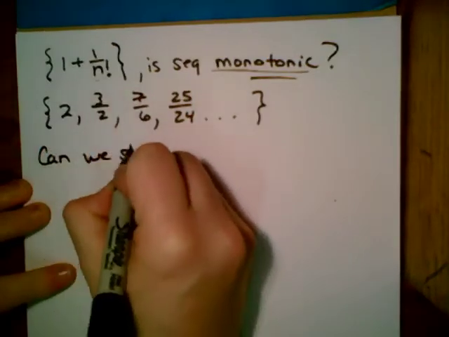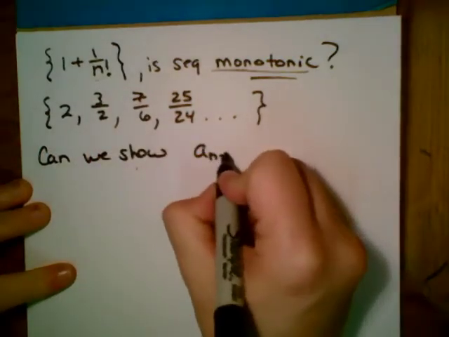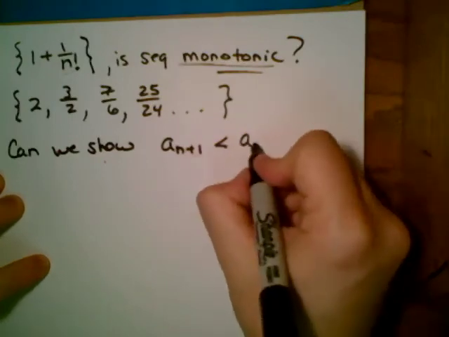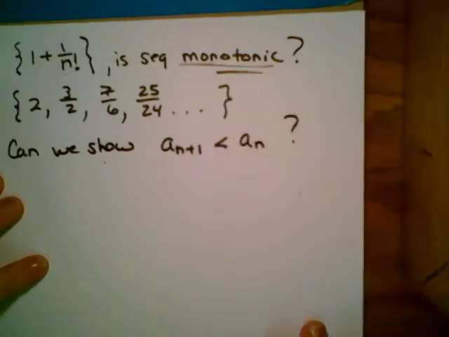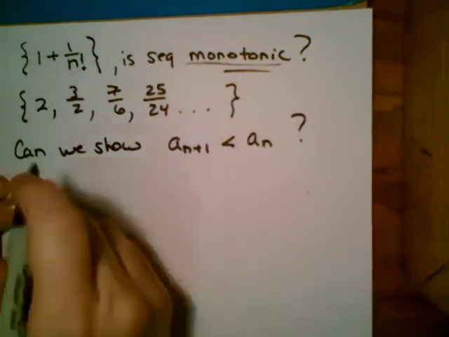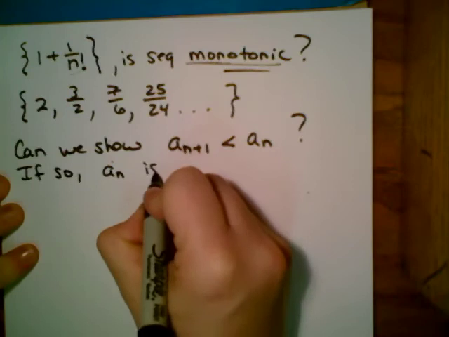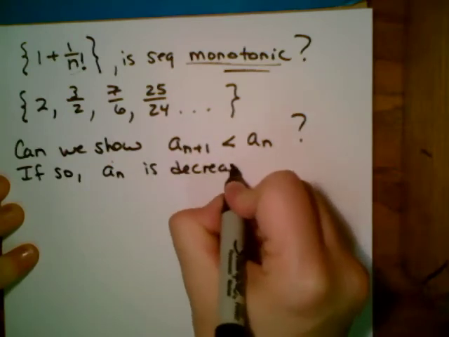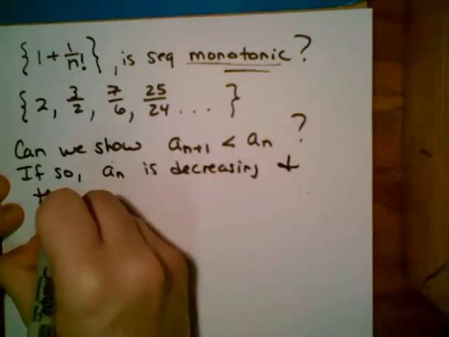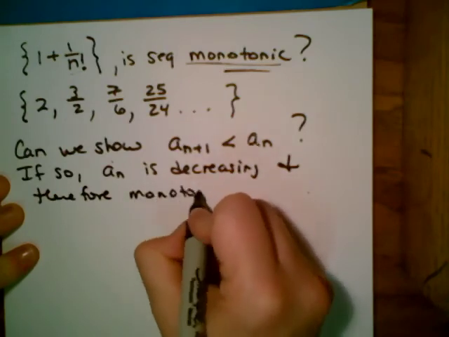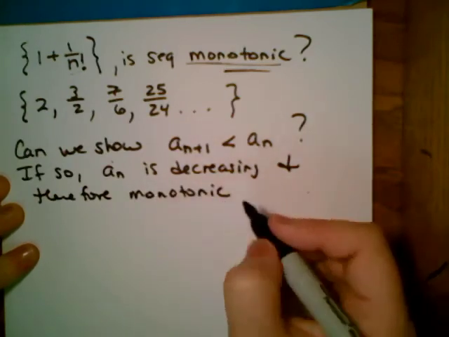Can we show that subsequent terms are smaller than the preceding terms? Okay. If so, then a sub n is decreasing, and therefore monotone, or monotonic, I think is what the publisher is currently saying.